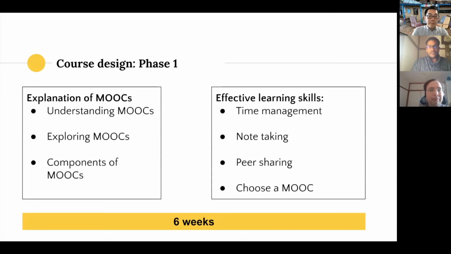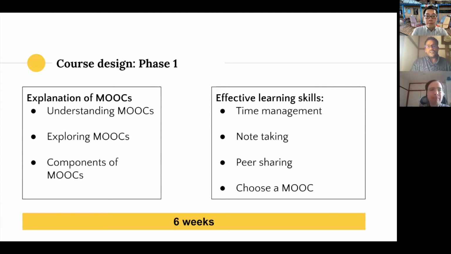In phase 1, we get students used to the MOOC. We explain what MOOCs are and their purpose, and we also talk about the history a little bit. Then we go on to exploring the MOOCs. We go to the different MOOC providers and check out the websites and see the differences and similarities between them. And then finally, we jump into a MOOC course and look at the components of the MOOC.